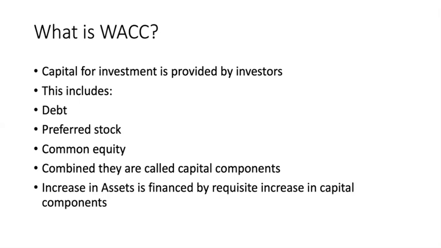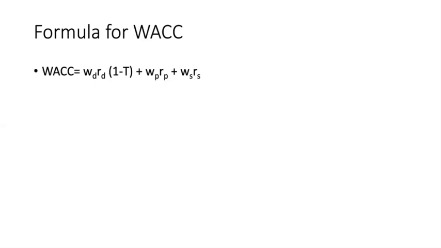So a company can raise capital entirely through debt, or through preferred stock, or through common equity, or it could finance increases in its assets through all three of them. The formula for WACC is as follows. We multiply WD by RD times (1 minus T), plus WP times RP, plus WS times RS.